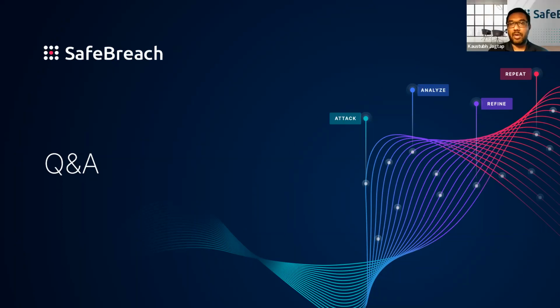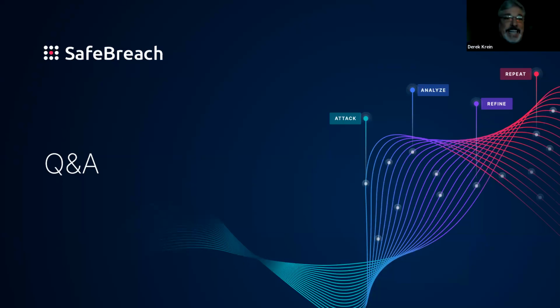Question about what about cloud services? What cloud services are covered by the SafeBreach platform? So SafeBreach can cover natively, which means the API, the control plane capability, AWS and Azure currently, and we're working on GCP. But from a data plane perspective, so workloads within the cloud, we can cover any of the cloud capabilities.